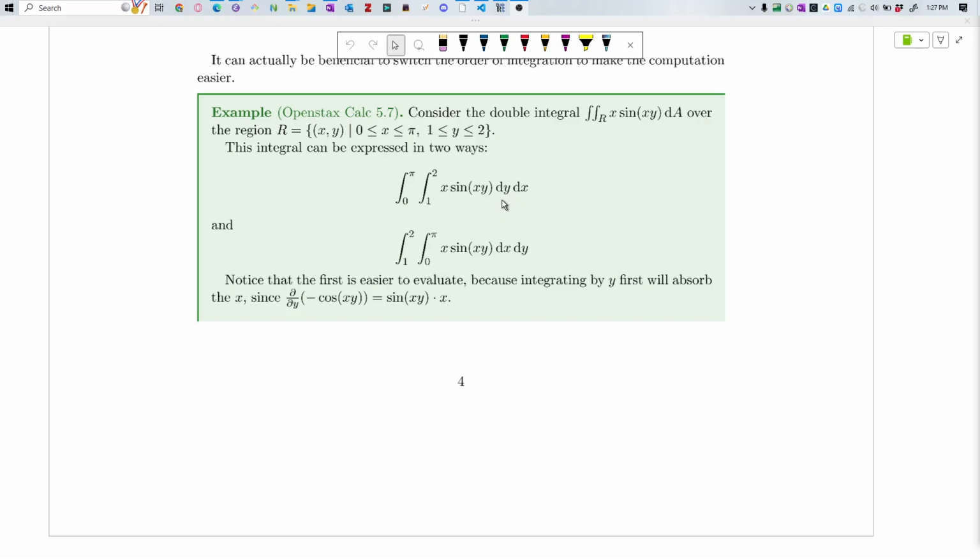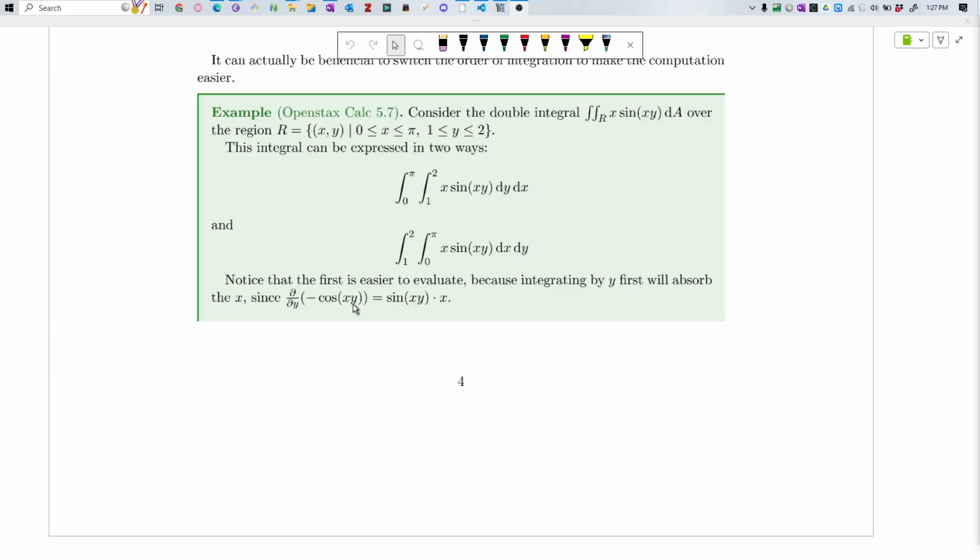Notice that if you integrate with respect to y for this function, that will actually absorb x. It has to do with partials. The integral is the opposite of the derivative, and in this case, because we're in multivariable calculus, it's the opposite of the partial derivative. So integrating with respect to y should be the opposite operation to the partial derivative with respect to y. So notice that if you take the partial derivative of minus cosine xy, the derivative of the cosine will be minus sine, so that will cancel with the negative.